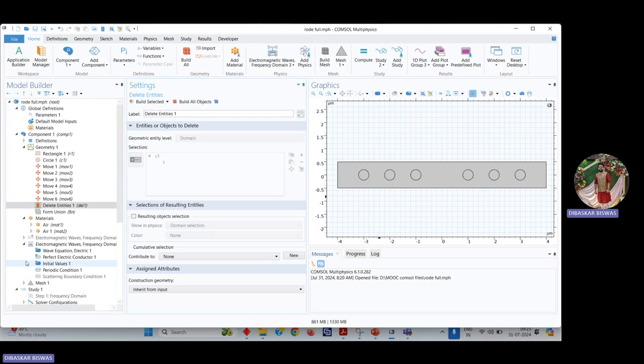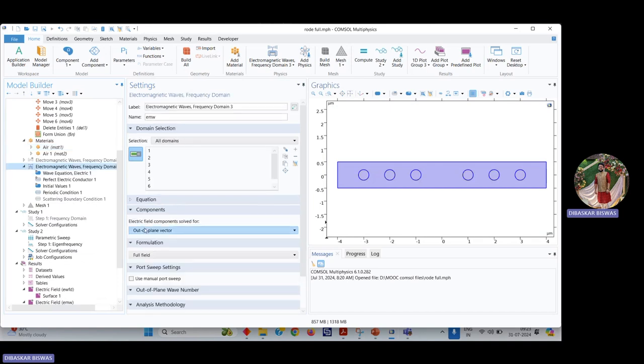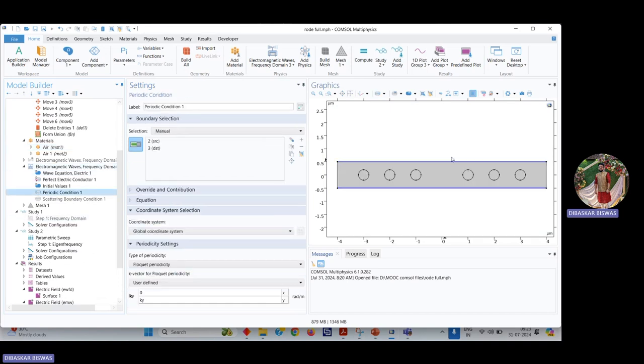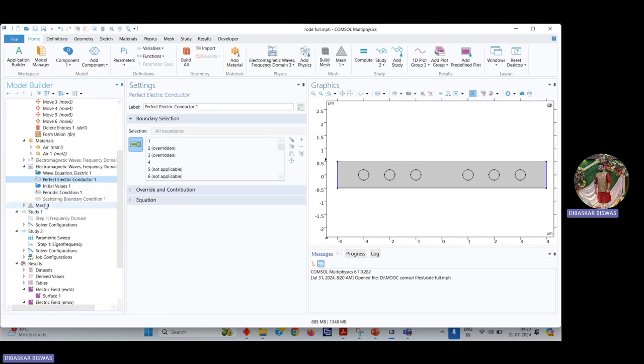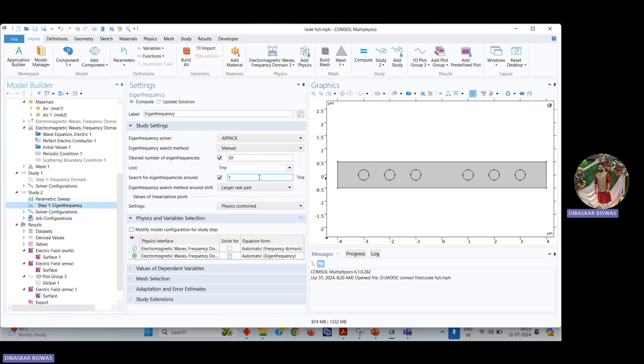That's how you create a super unit cell, and then you fill the materials. Then you go to electromagnetic waves, out of plane, then periodic condition in the vertical direction, and PEC along these two directions. Then you go to parametric sweep, sweep the K vector from 0 to 1, then eigenfrequency. Here you see the search is around 1 terahertz, but I have increased the number of eigenfrequencies.